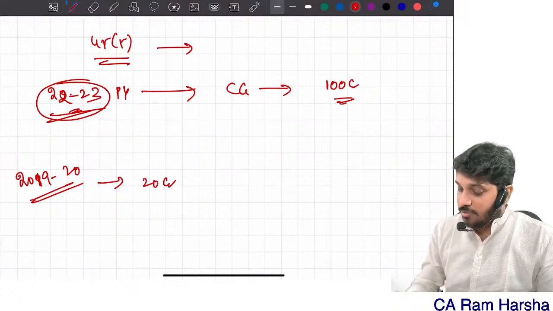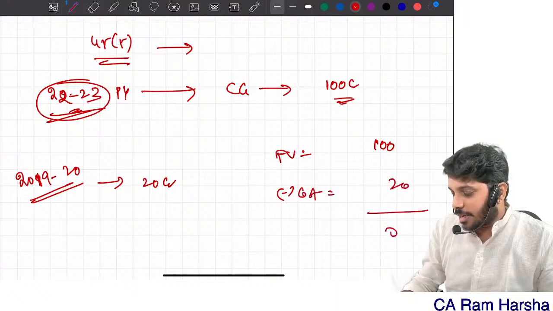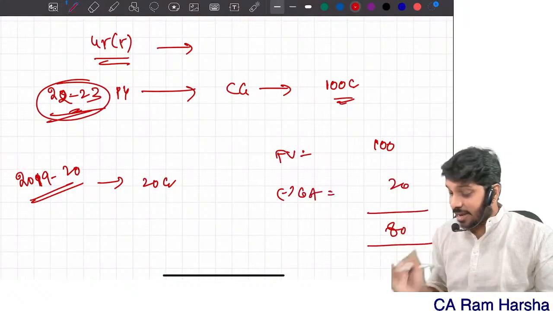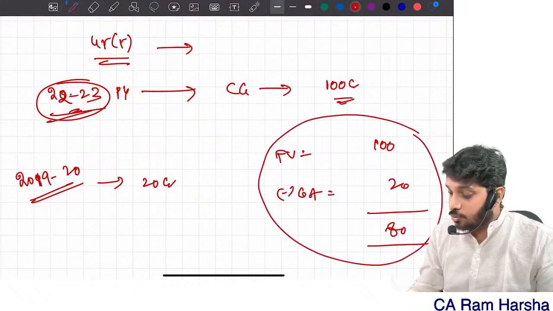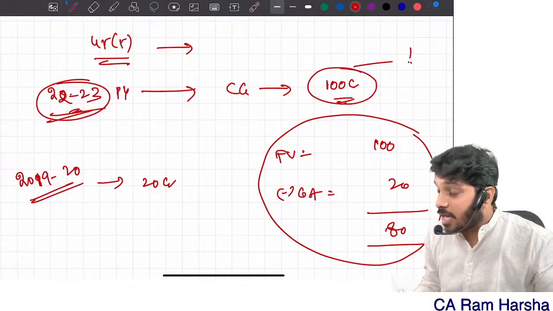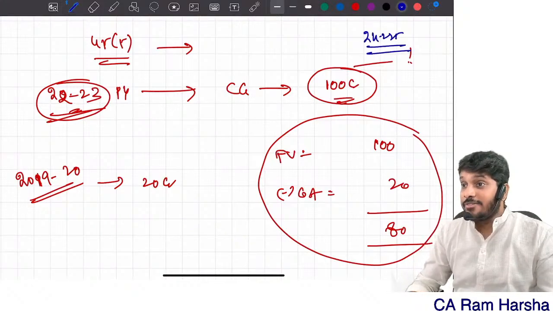How much is the full value of consideration? 100 crore. How much is the cost of acquisition? 20. Capital gain is what? 80. I will talk about indexation, don't worry. So 80 is the capital gain. When shall we do this computation? We shall do this computation when this 100 crore is released to me. Actually, this 100 crore is released to me in 24-25.